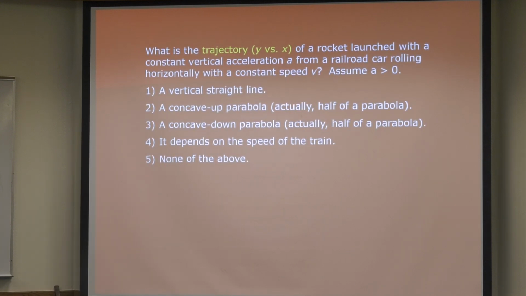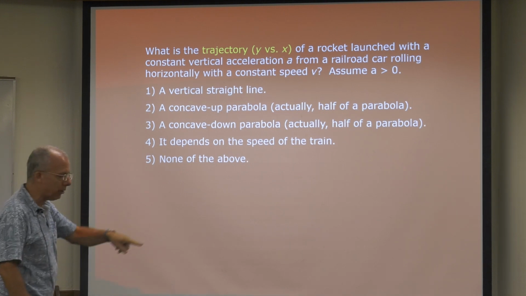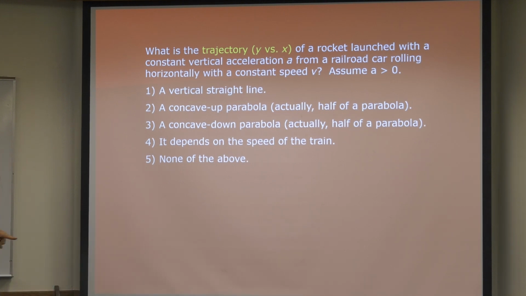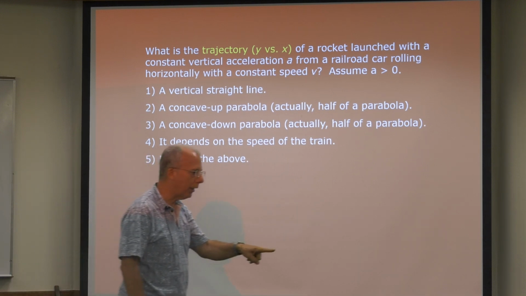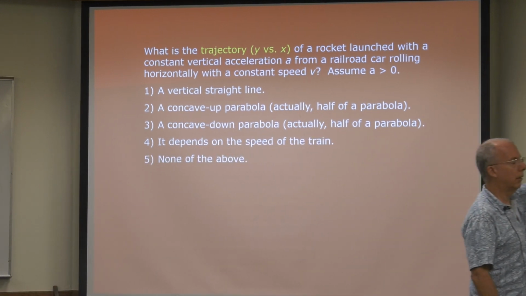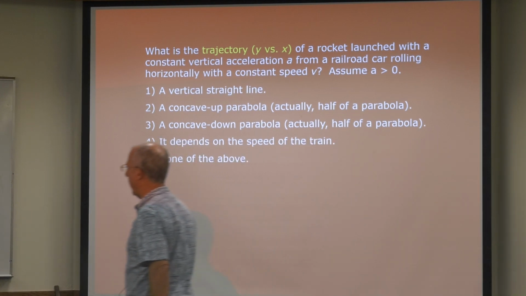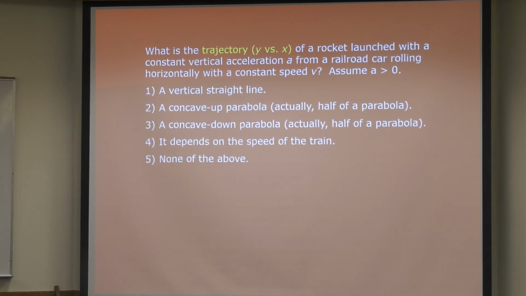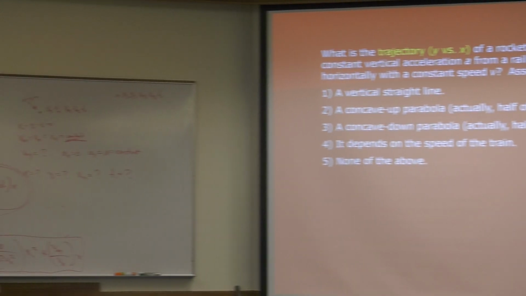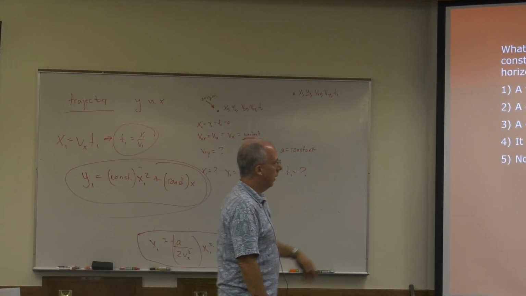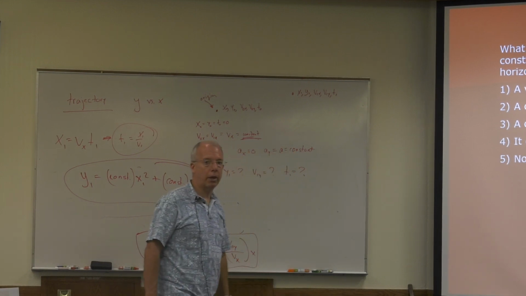Okay, so here's a question for you. What is the trajectory, which always means y versus x, of a rocket launched with a constant vertical acceleration, a, from a railroad car rolling horizontally with a constant speed, right? So you have this car moving this way, constant speed, and while it's rolling, you shoot up a rocket, all right? So what's going to be the trajectory of that? Here it is. Everything you need is right there. So pause your video and figure it out.